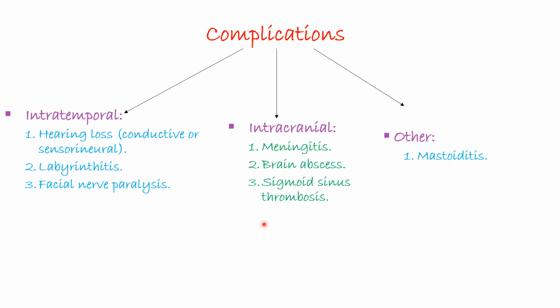It's very essential. In the complications, we have divided them in a systematic manner into intratemporal, intracranial, and others. In intratemporal, we have hearing loss, and as you already said, most commonly it's conductive, however you can have sensorineural. Labyrinthitis is infection of the labyrinth, and this patient is going to present with vertigo. You can also have facial nerve paralysis. Intracranial is mostly due to infection, so you are going to have meningitis, that is infection of the meninges. You are going to have the triad of meningism, which includes, you can write in the comment section, brain abscesses and sigmoid sinus thrombophlebitis. In addition, you're also going to have mastoiditis.